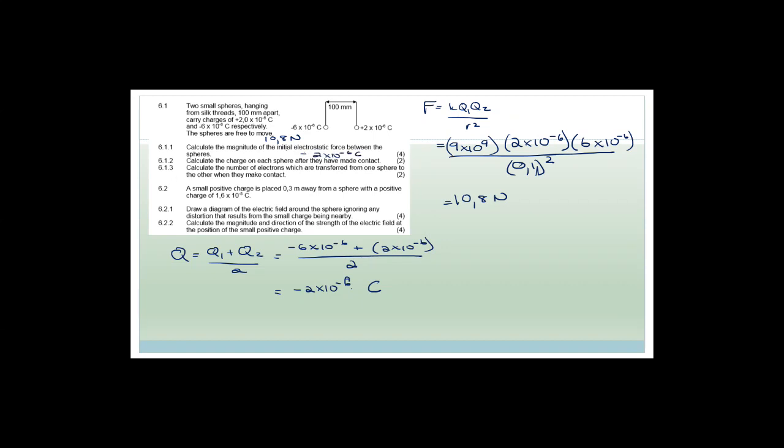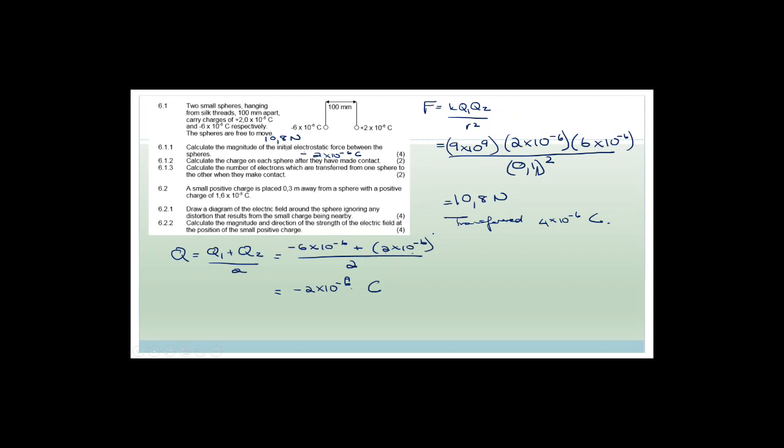Now it says calculate the number of electrons which are transferred from one sphere to the other when they made contact. Do you agree it doesn't matter which one we work with? The difference is 4 times 10 to the negative 6. If you want to think about it, we've gone from 2 to negative 2, so basically we've transferred 4 times 10 to the negative 6 coulombs of charge, right?